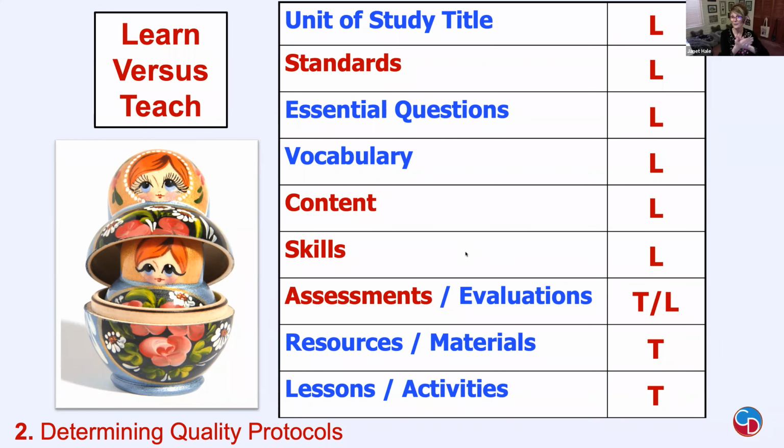Then we talked about the three non-negotiables in a map: your content, what the students must know, skills, what the students cognitively do, and then the assessments that measure that. And so then, of course, that all needs to be aligned to the standard. So we're really focusing on the learning aspects right now.